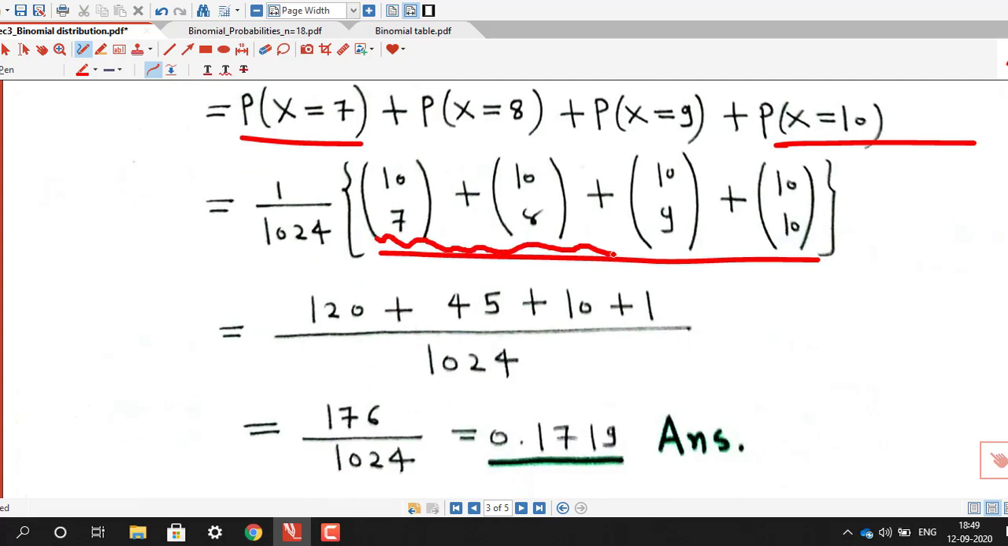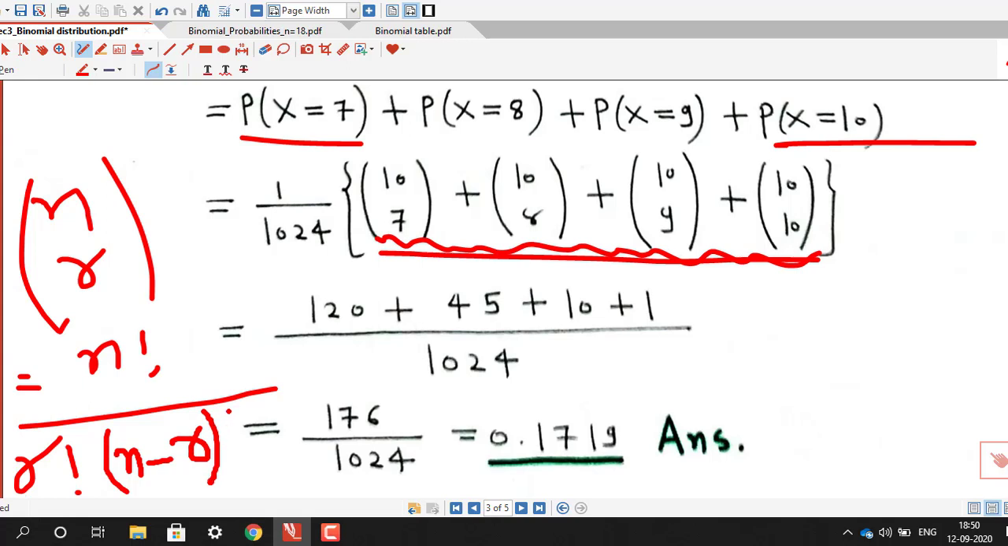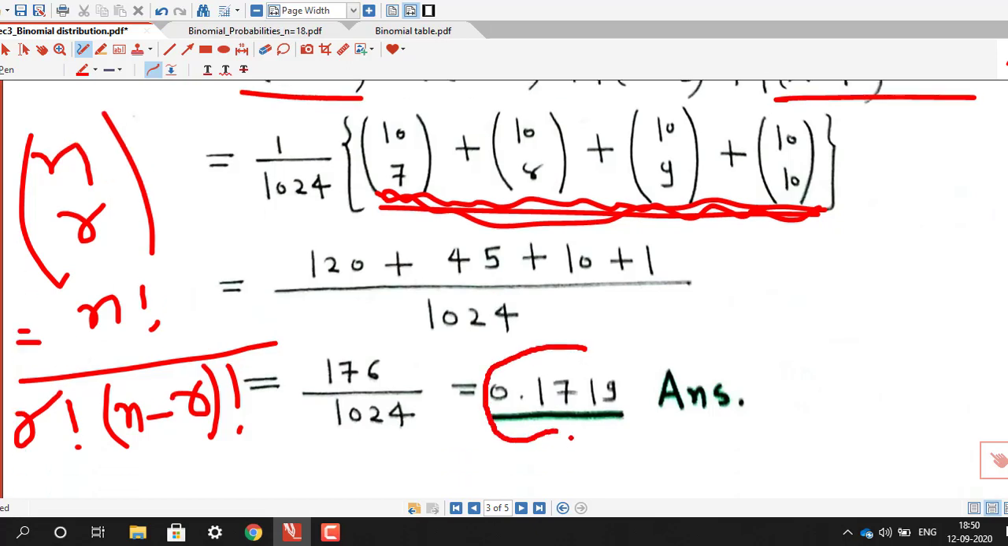This you can calculate using a scientific calculator or the formula of combination. nCr is given by n factorial divided by r factorial into n minus r factorial. Okay, so using this formula you can calculate this, or you can use a scientific calculator to directly obtain these values. Okay, so after simplifying, this is the required probability, 0.1719.